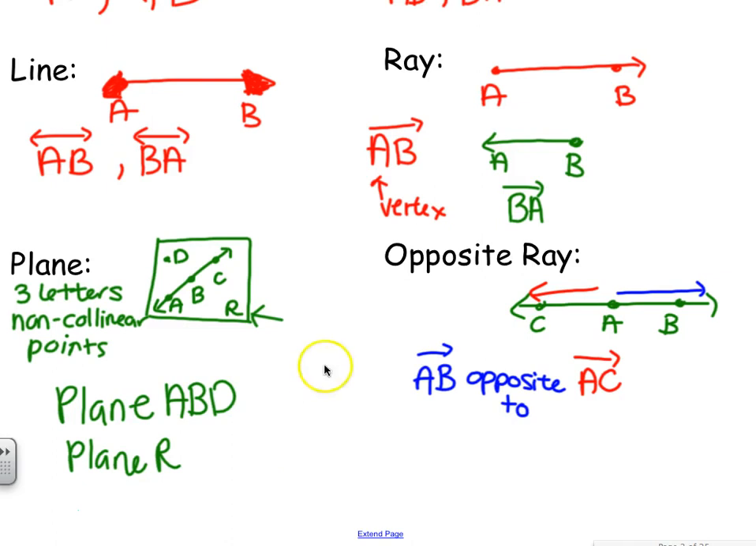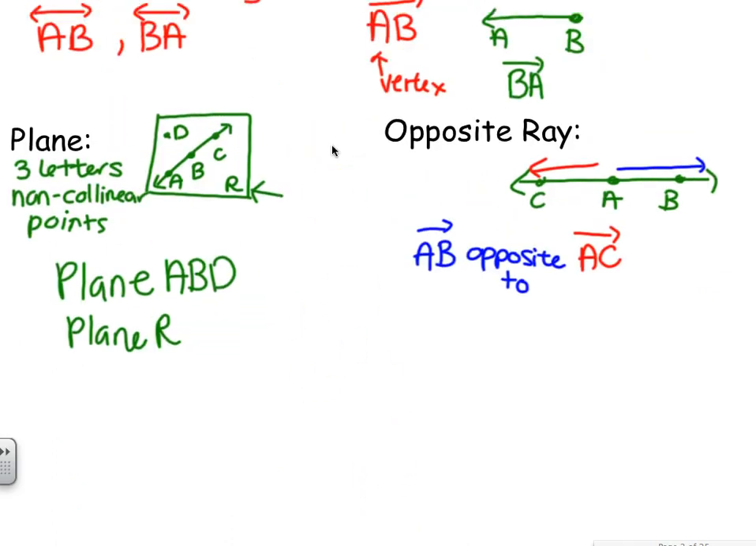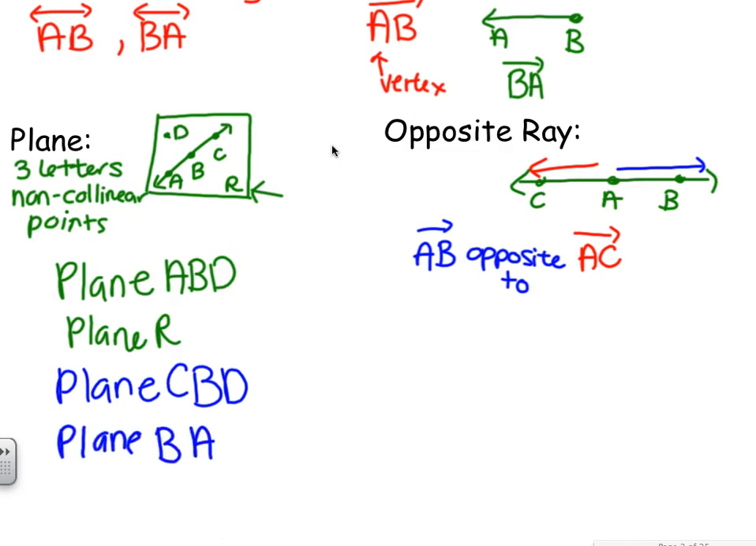Now, typically they may have a letter in the corner, sometimes they don't. So you're always safe with going with three letters that are coplanar but not collinear. So for example, I could also say plane, I could say CB, and then I do need to jump over to point D. Okay? You could say plane B and then A, but we do have to include point D.